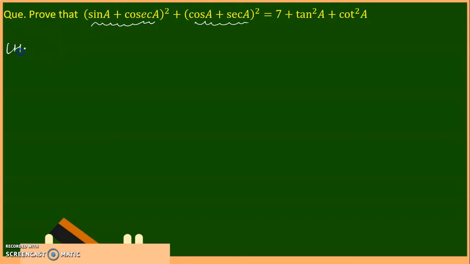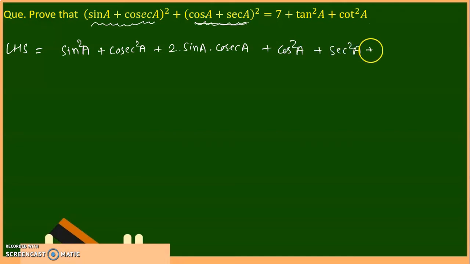So in the left hand side, it becomes a square plus b square plus 2ab, plus here also this a plus b whole square becomes a square plus b square plus 2ab. Now you can see here sin square a plus cos square a becomes 1, sin square a plus cos square a becomes 1.